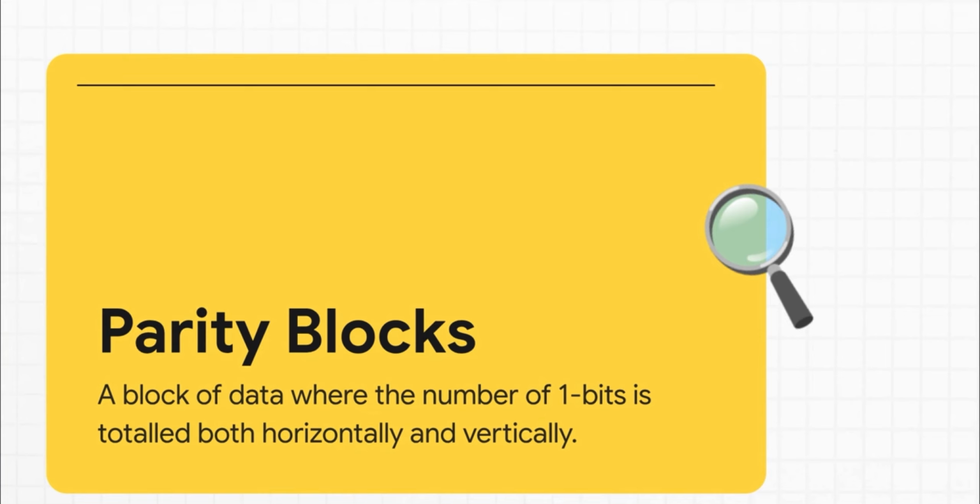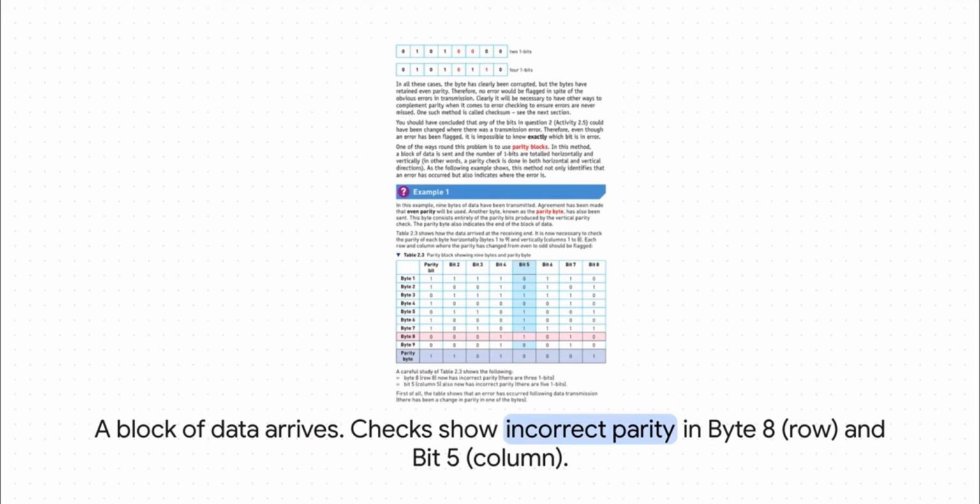So instead of just looking at one line of data, a parity block is way smarter. It arranges a whole chunk of data into a 2-dimensional grid, kind of like a spreadsheet. Then it runs a parity check on every single row going across and another one on every single column going down.